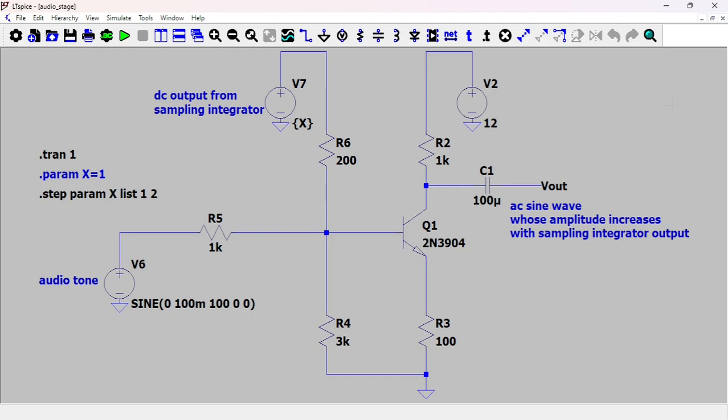But here we are using loudness. Why you do it one way or the other, I have no idea. But here I'm describing loudness.